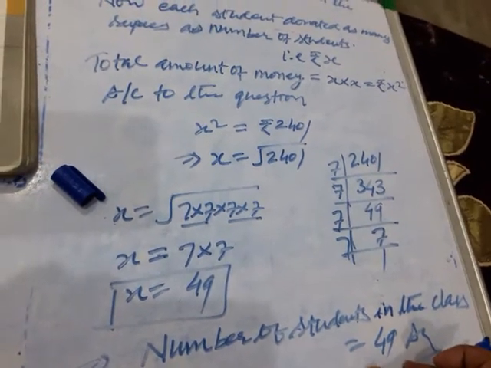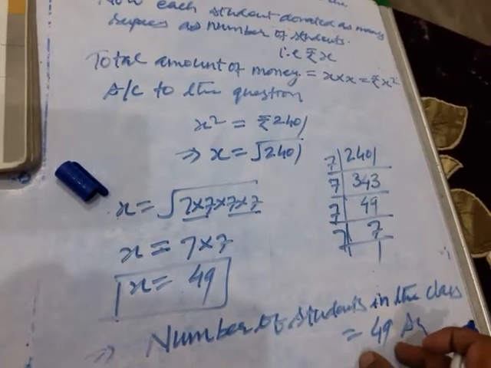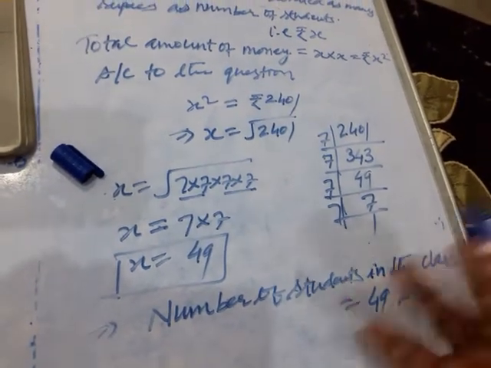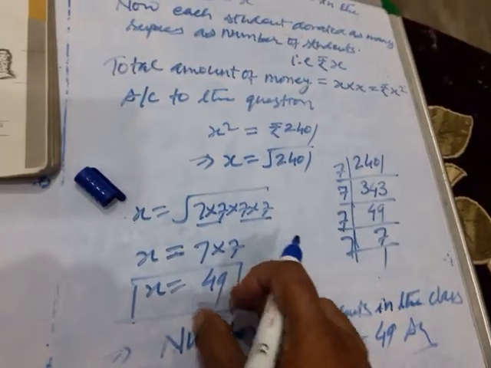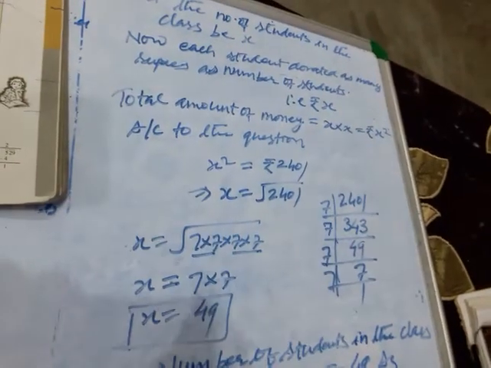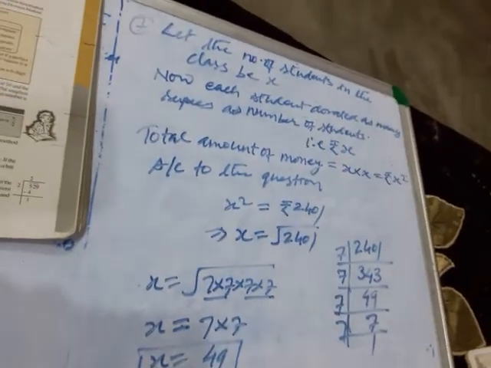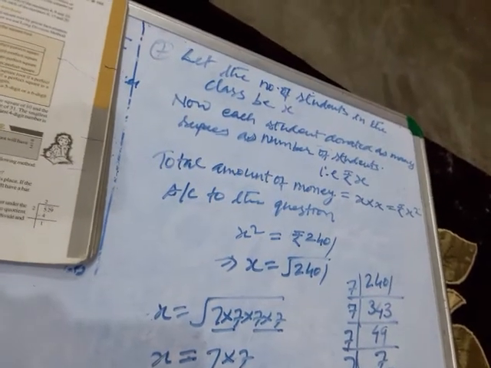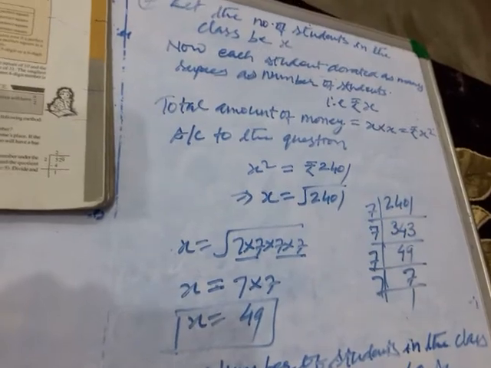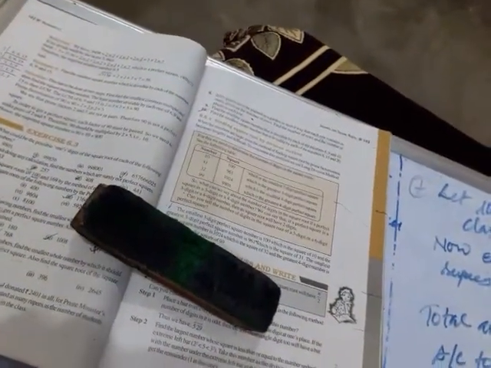Here you can verify the answer. The number of students in the class is 49, and each student donated 49 only, so 49 multiplied by 49 equals 2401. So this is the application of square root. In such situations square root is obtained. Okay children, so question number 7 is there. Question number 8 is also alike, it is exactly the same as question number 9 and 10.